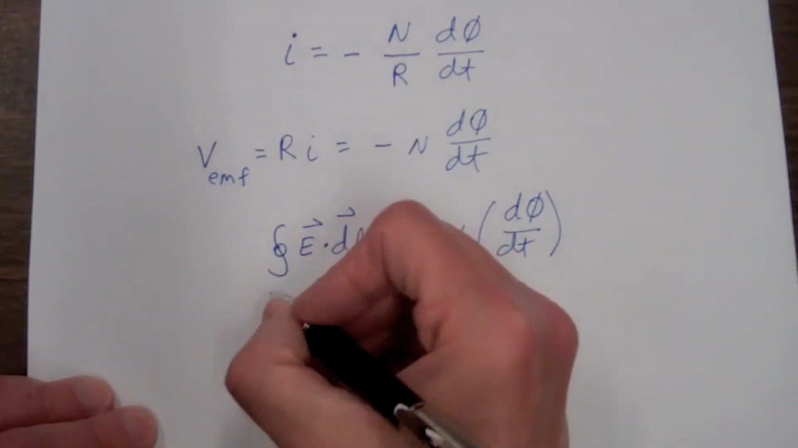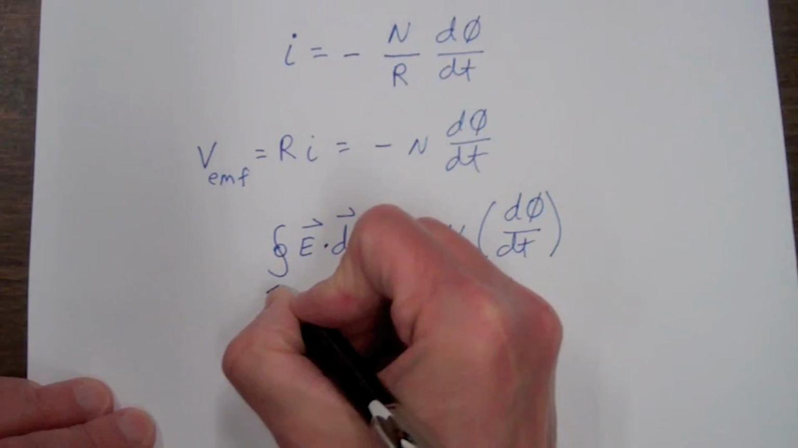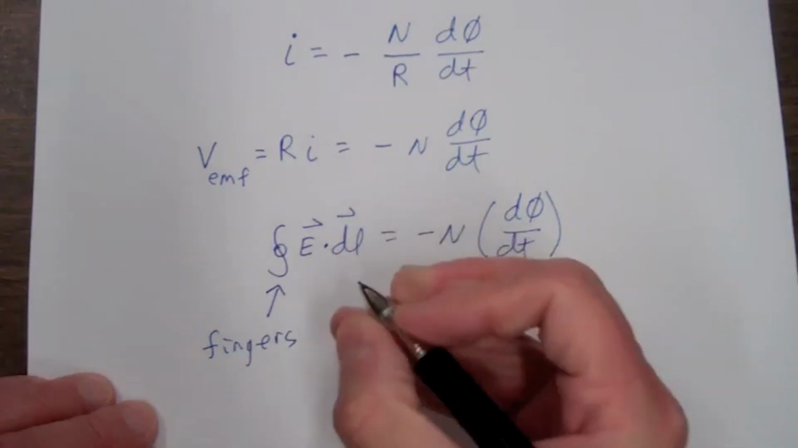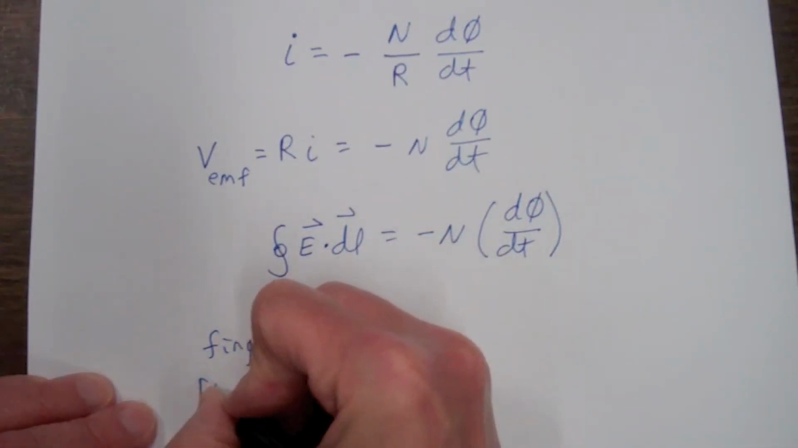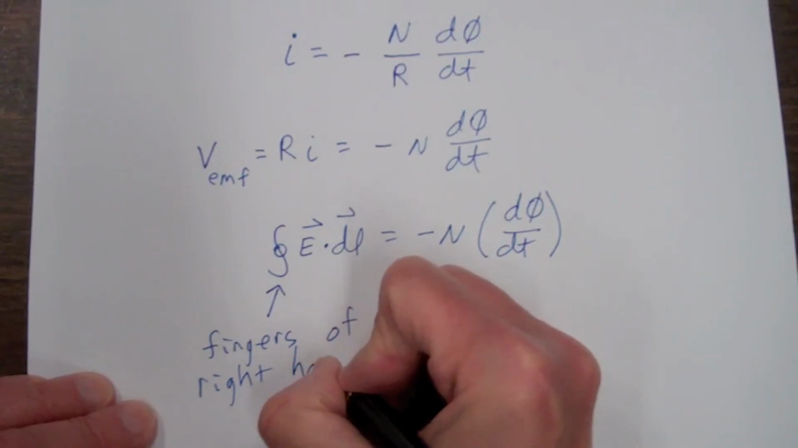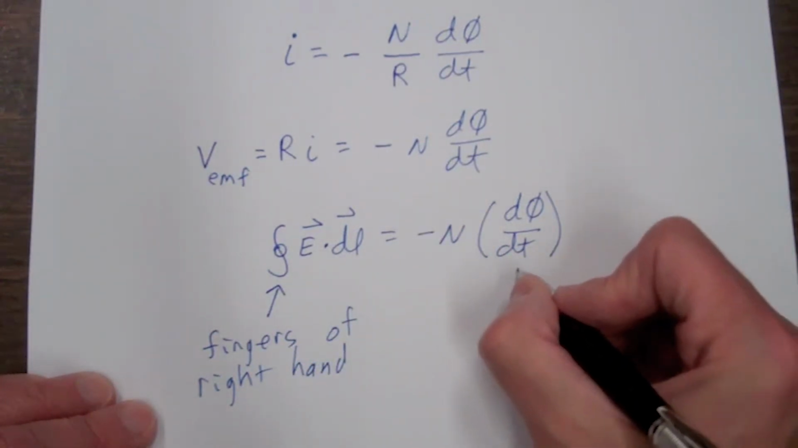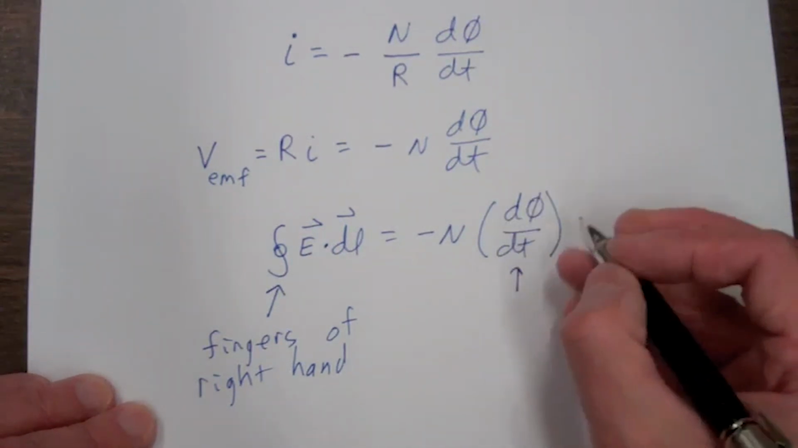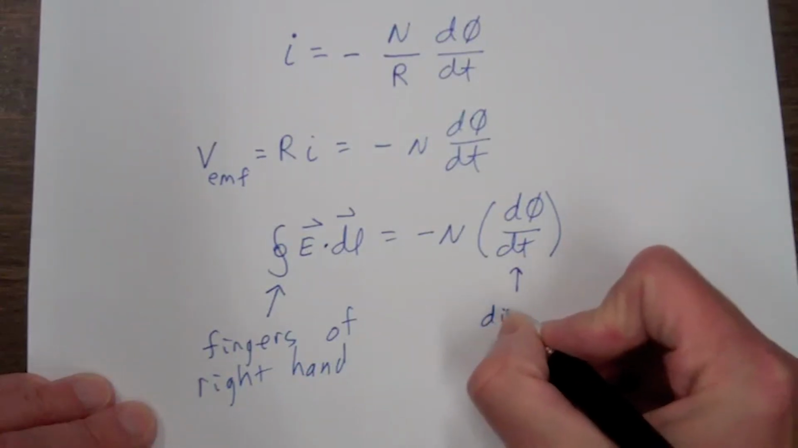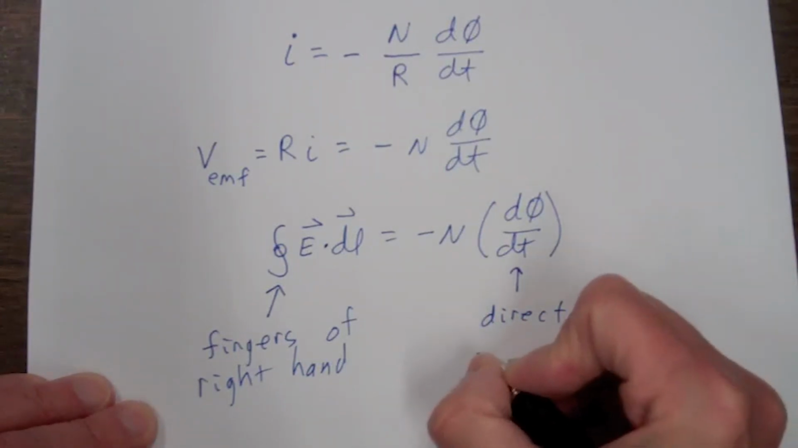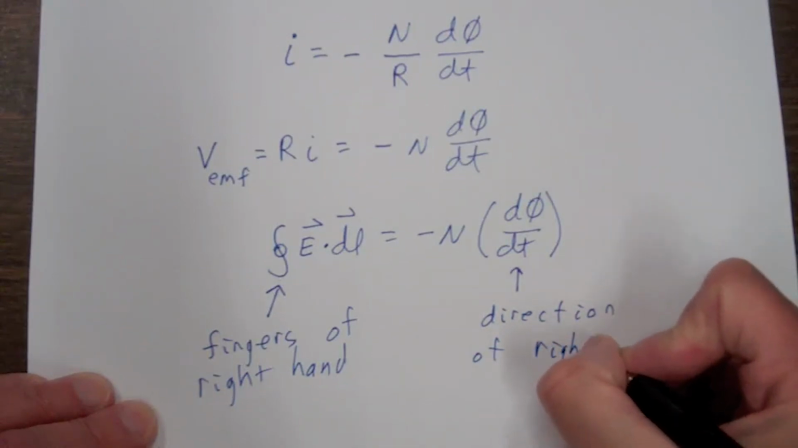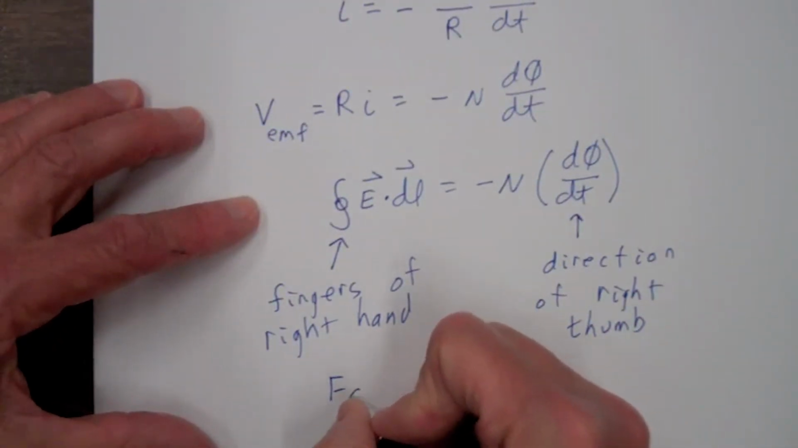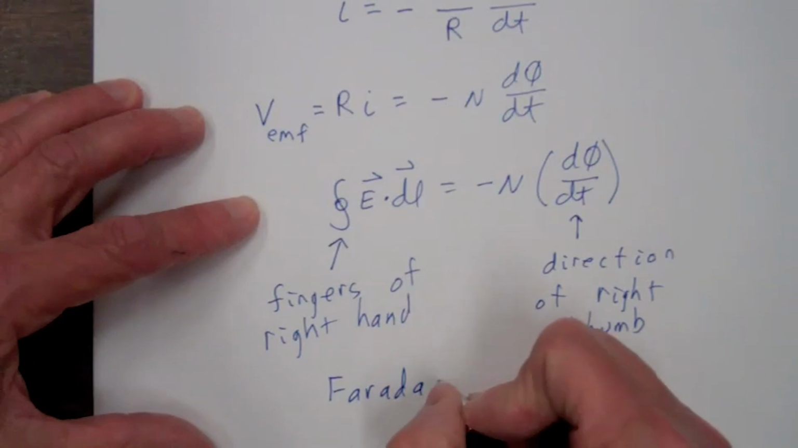And the way to apply this equation is that if you take this closed path integral and place the fingers of your right hand in the direction of the integral, then this change in flux with respect to time, in parentheses here, is in the direction of your right thumb. And this equation is referred to as Faraday's law or Faraday's law of electromagnetic induction.